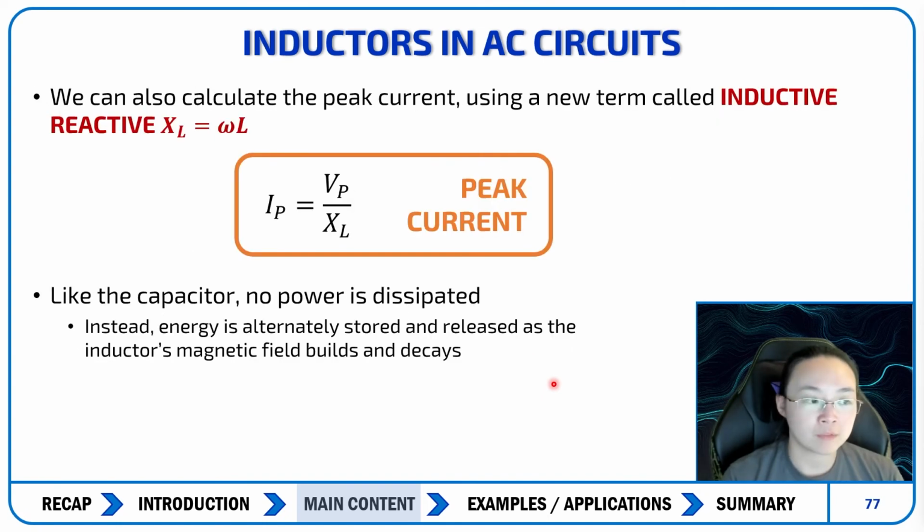But of course, we want to simplify things. Prior, we had Xc for the capacitive reactance. Now we have XL for the inductive reactance. So it's not reactive, but reactance. And to make things simpler, we have XL equals omega L. So we have the angular frequency multiplied by the magnitude of inductance. So just like the capacitor, no power is dissipated. Instead, energy is alternately stored and released as the inductor's magnetic field builds and decays over time.